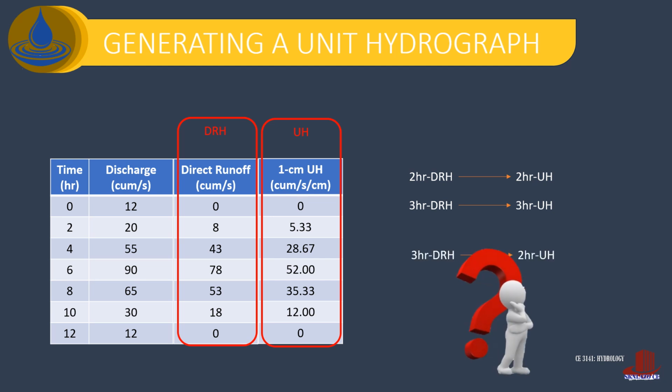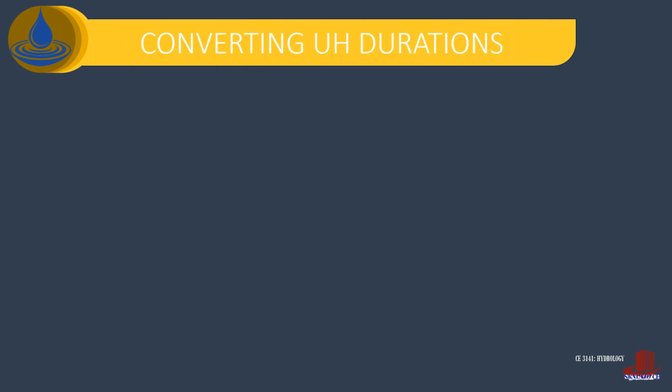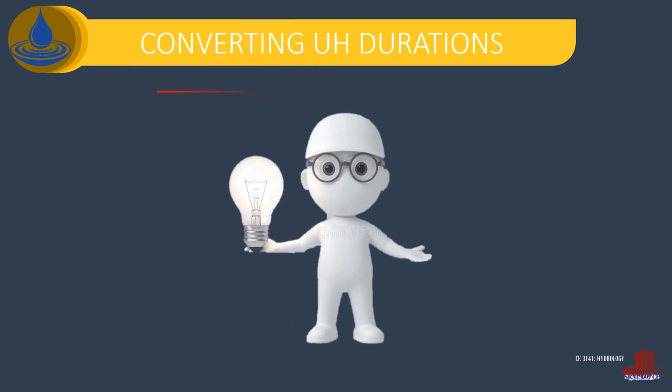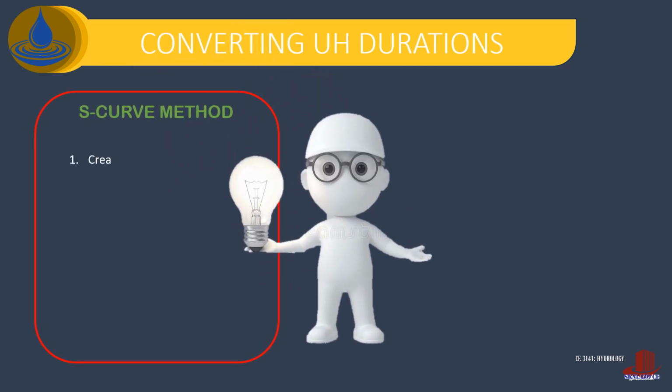But how if what we have is a 3-hour DRH and what we needed is a 2-hour unit hydrograph? Are we just going to work on ratio and proportion? The height or discharge can be transformed by merely division or multiplication, but with change of duration, specific methods are employed, one of which is the S-curve method.